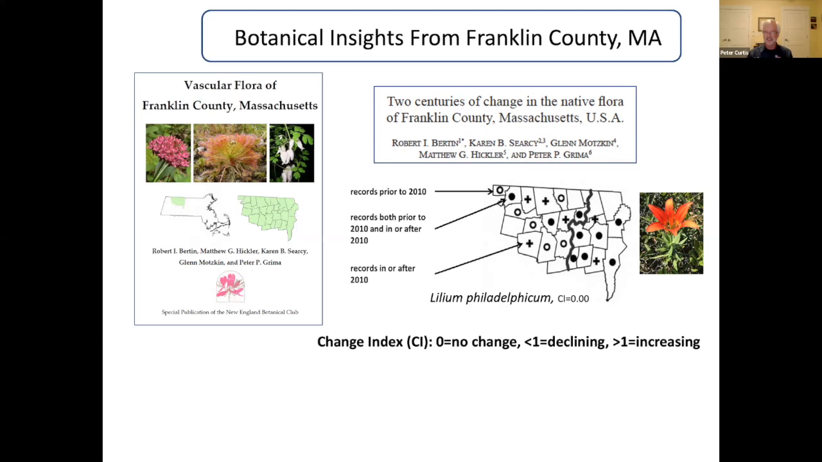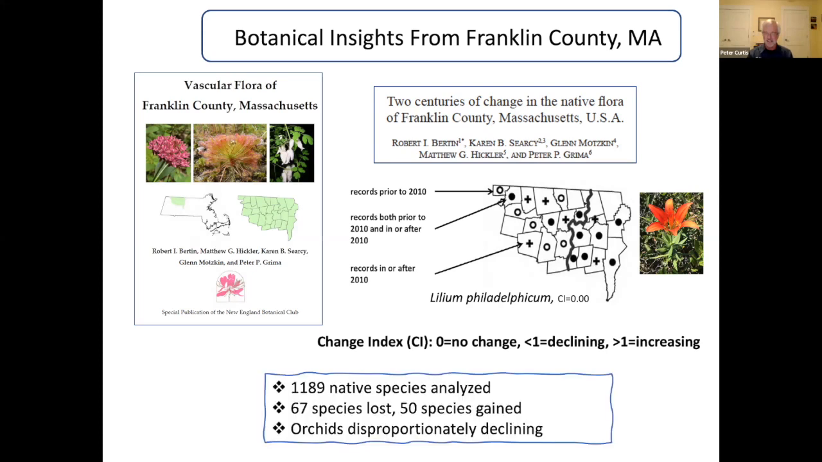Again, I think it illustrates really nicely this pattern of occurrence and disappearance in the flora that we're experiencing, and we can think about this in the context of climate change. Just to cut to the chase a little bit, they looked at almost 1,200 native species, an enormous amount of work. I can't quite imagine it, getting out in the field and really finding all these species. They found that 67 species out of the 1,200 were lost. They no longer occur in Franklin County. 50 species, on the other hand, were not historically recorded that now are here. So a few more lost than have been gained.